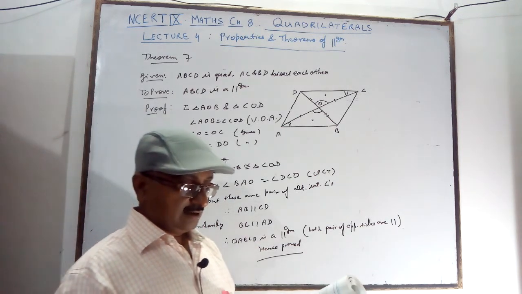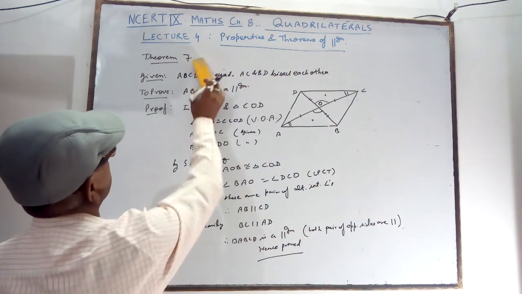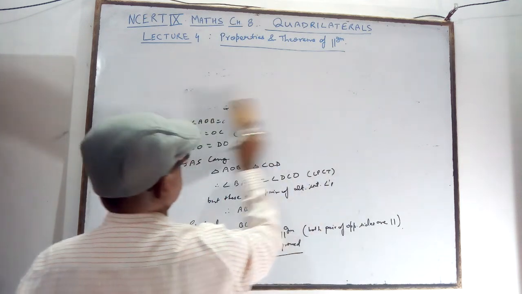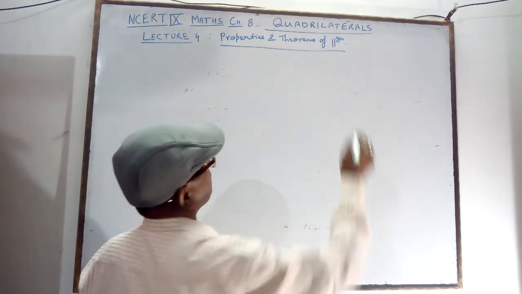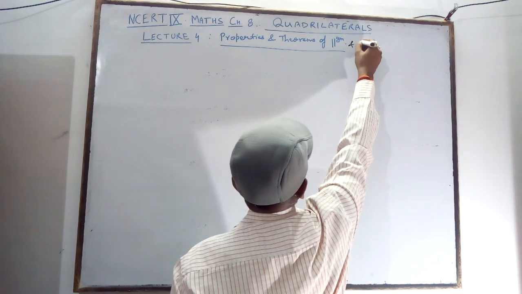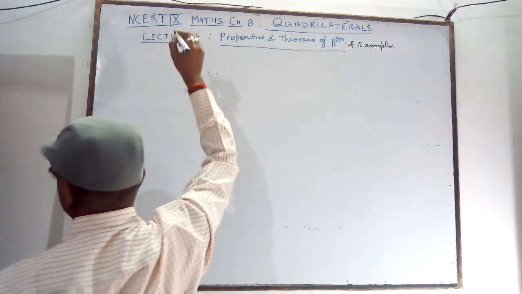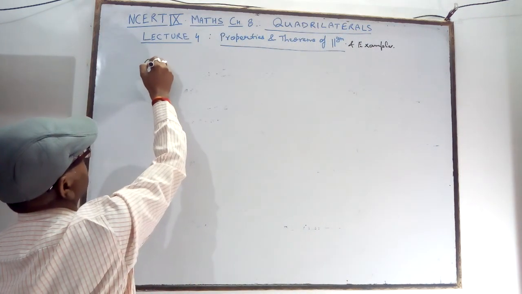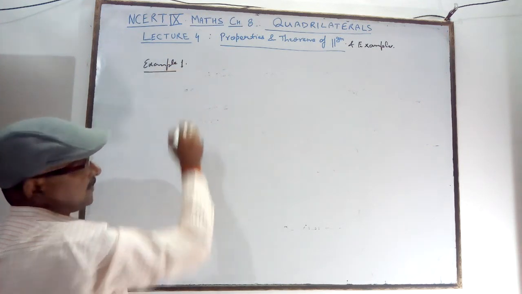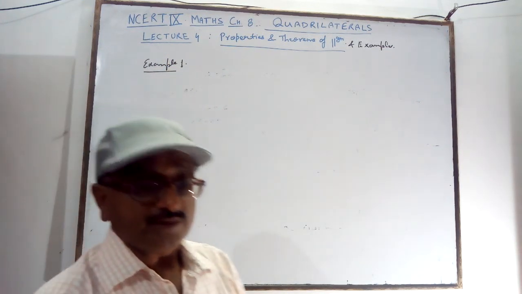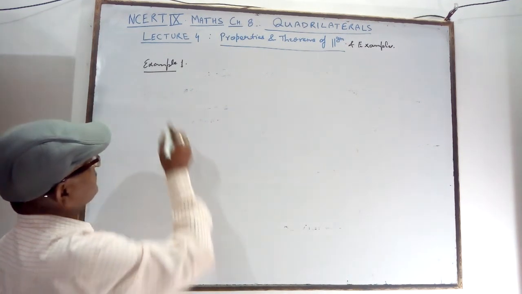Now example 1: show that each angle of a rectangle is a right angle. Examples of this. So theorems and examples. What will be the heading of this chapter? Here we will write theorems and examples. Example number 1. Nothing is given. What is given? You want to prove each angle of a rectangle is a right angle. What is given?